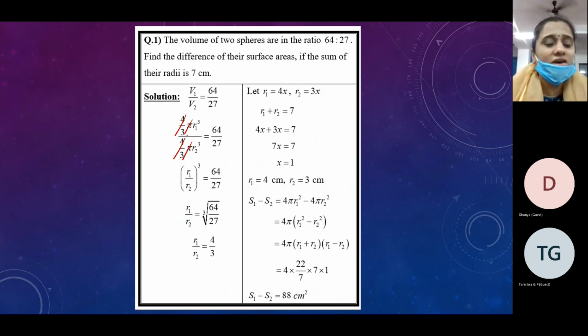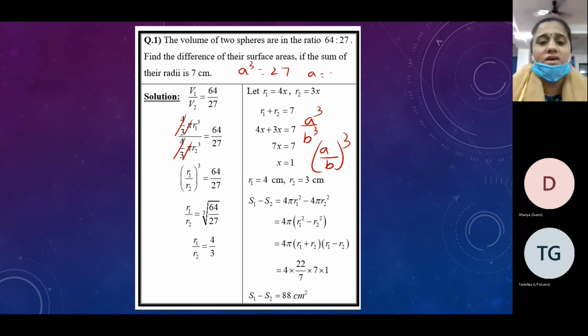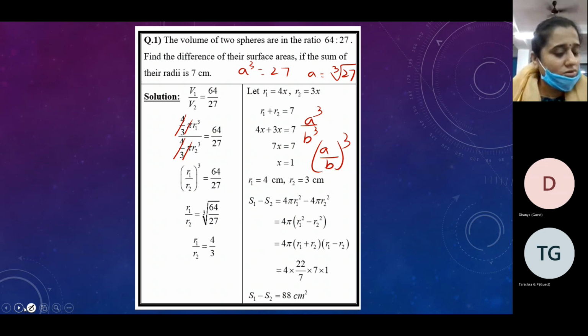Pi also gets cancelled. And then we have R1 cubed by R2 cubed, so it is like A cubed by B cubed, which can be written as A by B the whole cubed. Correct? I have written it as R1 by R2 the whole cubed. A cube by B cubed is A by B the whole cube. So R1 cubed by R2 cubed is equal to R1 by R2 the whole cube is equal to 64 by 27. So now, 8th standard, A cube is equal to 27. What is A? A is equal to cube root of 27. So similarly here, R1 by R2 will be equal to, Raja?